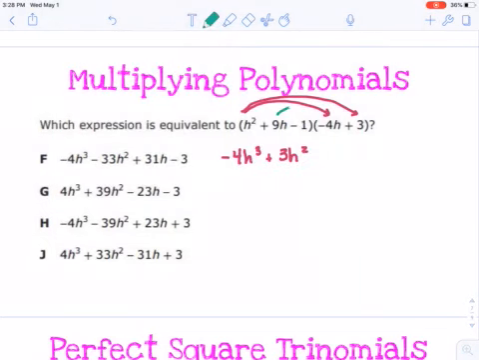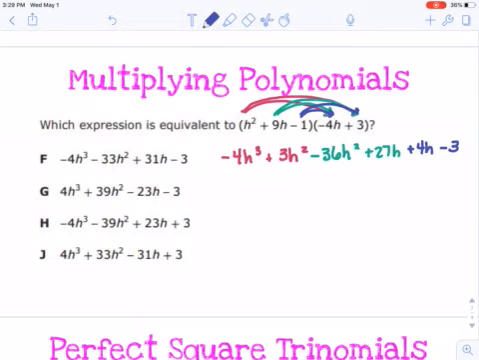Then I move on to the next piece of the puzzle. So 9h, I'm going to multiply him by negative 4h. That's going to give me negative 36h squared. Then 9h times 3, so plus 27h. Next one, negative 1 times negative 4h would be positive 4h. And then negative 1 times 3 would be negative 3.